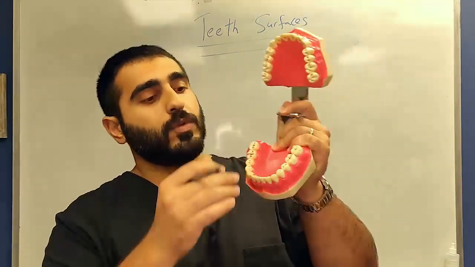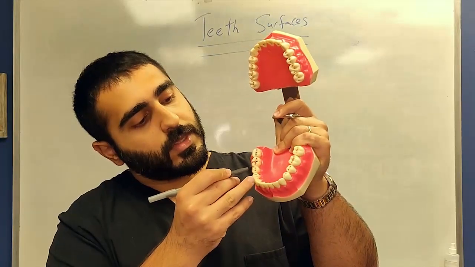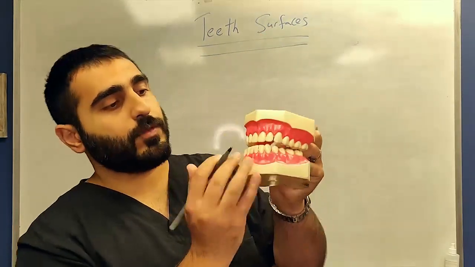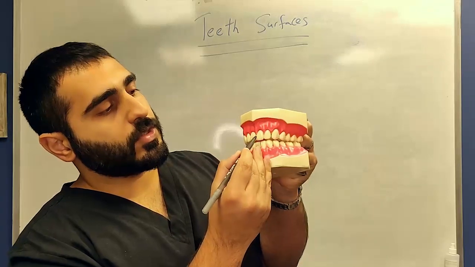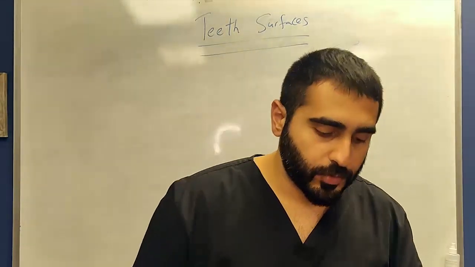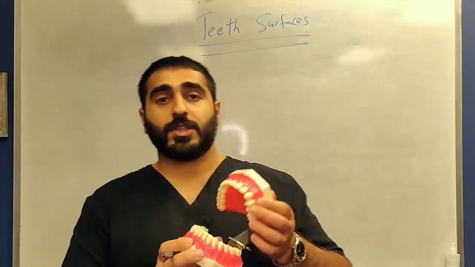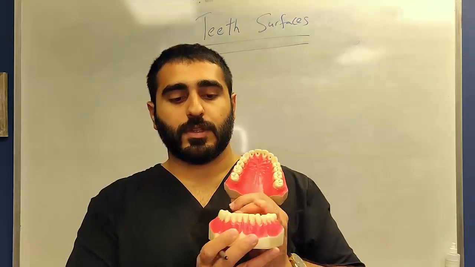Now, the first two surfaces I want to talk about are the surfaces in between your teeth, meaning when we look at it from this point of view, this and this, this and this, and when we look at it from this point of view, this surface and this surface. The surfaces that are basically in between your teeth. These are called the interproximals, right? Now the interproximals are divided into the mesial surface and the distal surface.